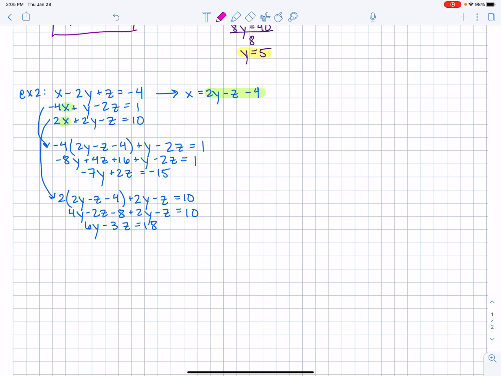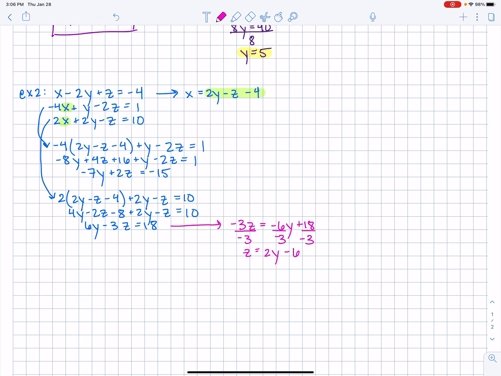And on this substitution, I see that all these numbers are divisible by 3, so I can easily isolate z here. So we get negative 3z is equal to negative 6y plus 18, divided by negative 3 on all of our terms, leaving you with z is equal to 2y minus 6.